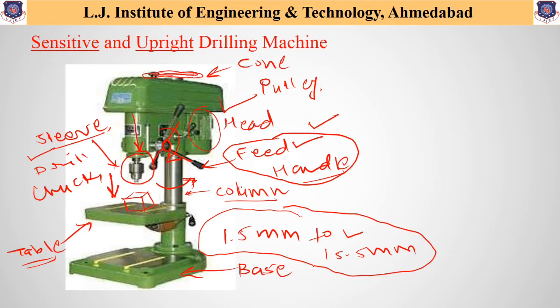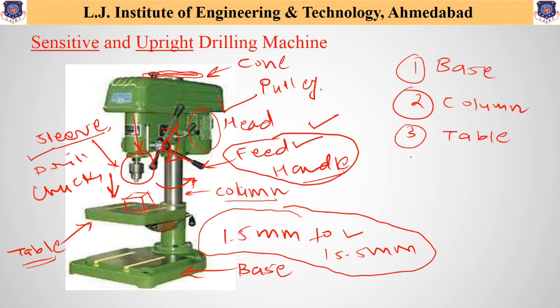So if we further summarize the different parts available in the drilling machine, first one, that is the base. Second one, that is the column. Third one is the table. Fourth one, that is the head. Fifth one, that is the spindle.